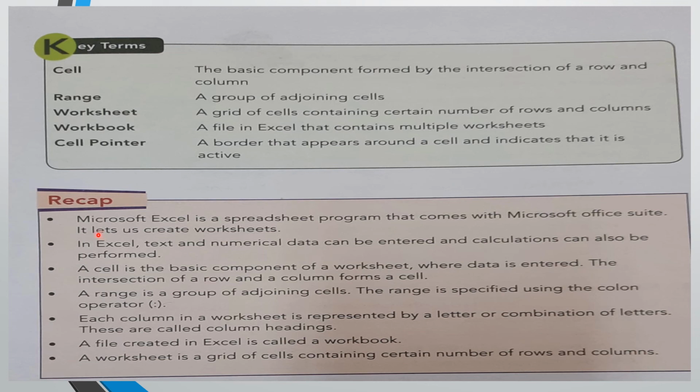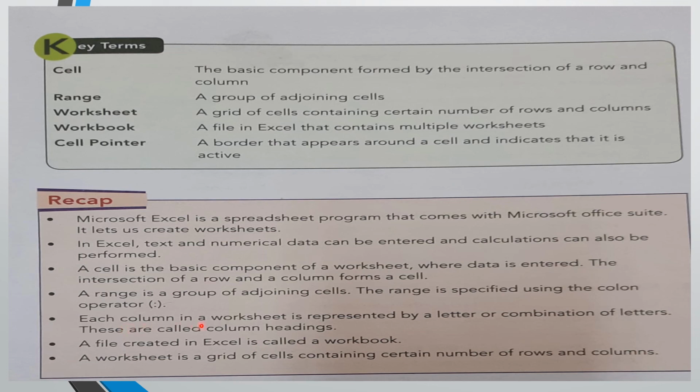Recap. First, Microsoft Excel is a spreadsheet program that comes with Microsoft Office Suite. It lets us create worksheets. In Excel, text and numerical data can be entered and calculation can also be performed. A cell is the basic component of a worksheet where data is entered. The intersection of row and column form a cell. A range is a group of adjoining cells. The range is specified using the colon operator.